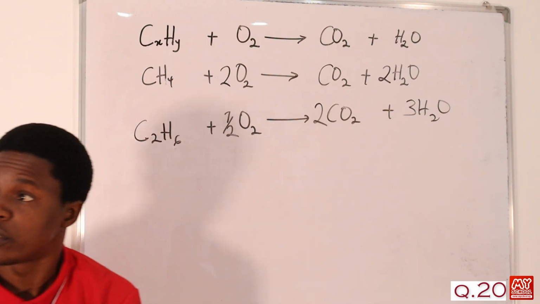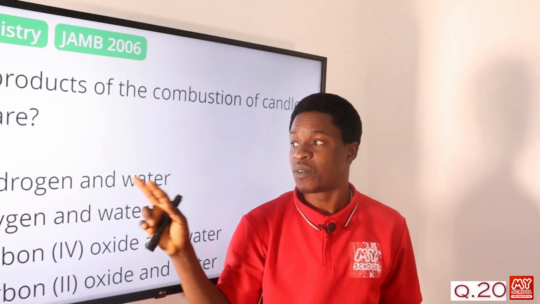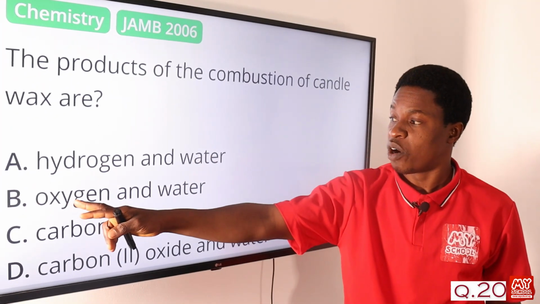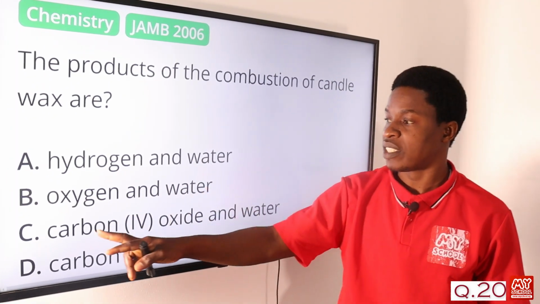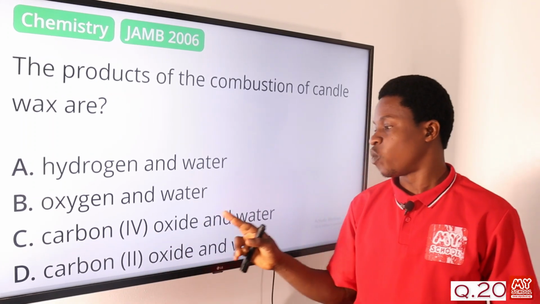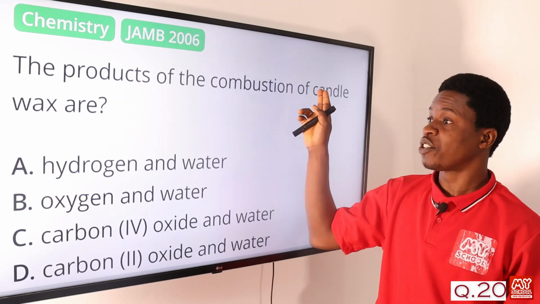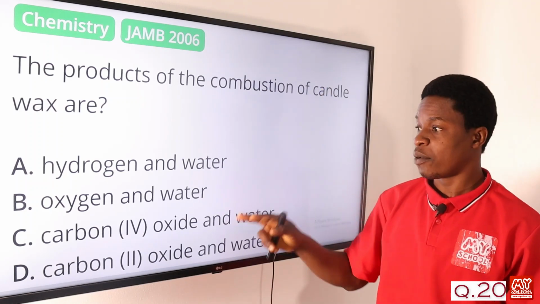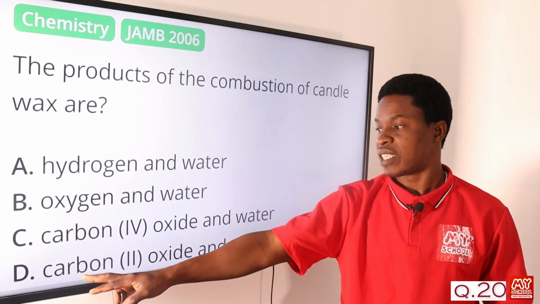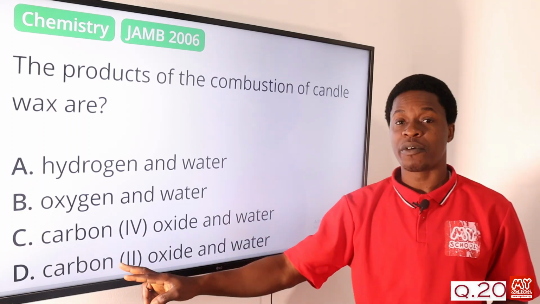Let's move on to the screen and see what we have. Option A says hydrogen and water. No. Option B says oxygen and water. No. Option C says carbon IV oxide and water. Yes, CO2 and water. That is usually the product of the combustion reaction of a hydrocarbon. The candle wax is a hydrocarbon, so option C is correct. Option D says carbon II oxide and water. No, it's carbon IV oxide.